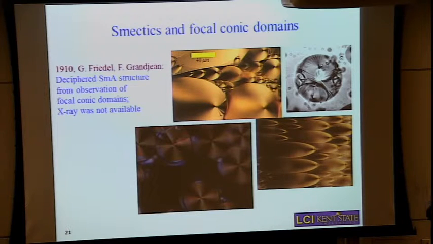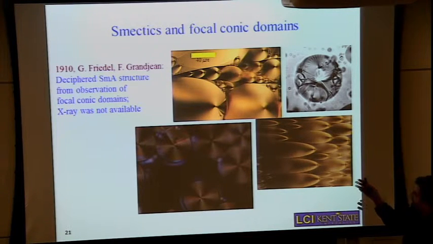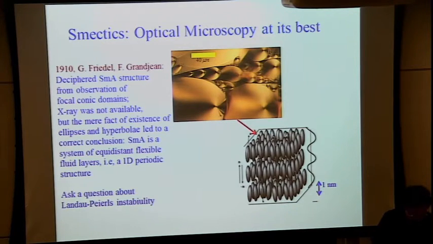But anyway, so at that time, Mr. or Dr. Hell was not even born. And still, it's an amazing thing. People simply knew mathematics. People knew geometry. Once they saw the elliptical things, they immediately concluded how the structure is organized at the molecular level. We will talk about this later because these things are the so-called focal conic domains, and each and every one must know about them, and I will make sure that you do.